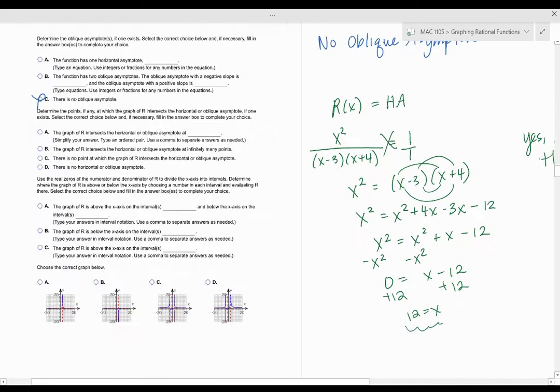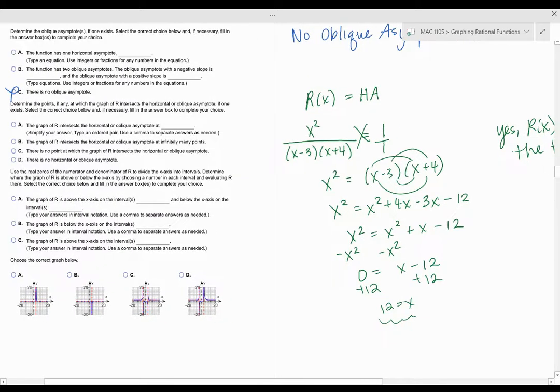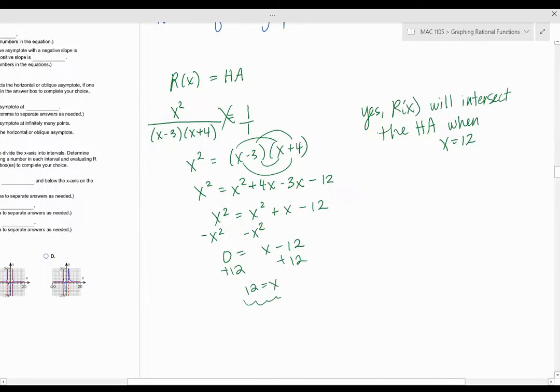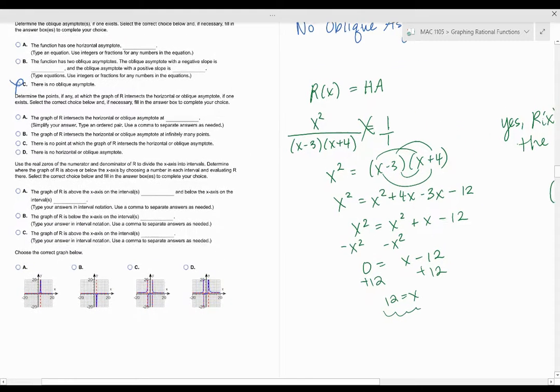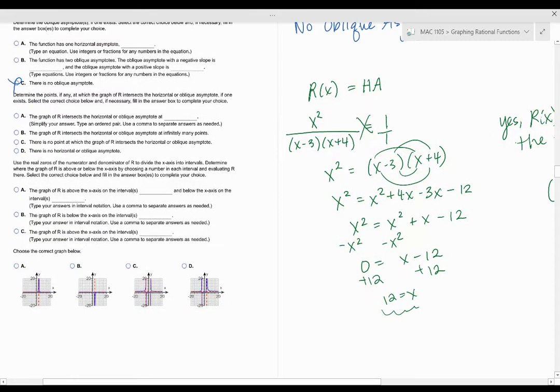So let's see what the direction said. Type an ordered pair. They want to actually know the point where it crosses. So x is going to be 12 at the y value. The y value that we plugged in was 1. That's where our horizontal asymptote is. So our graph is going to intersect at 12, 1. Let's see what our answer choices are. The graph of R intersects the horizontal or oblique asymptote at, yep, that's what we're doing, A. And they want us to put in an ordered pair, so 12, 1.